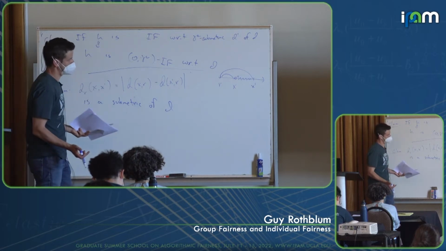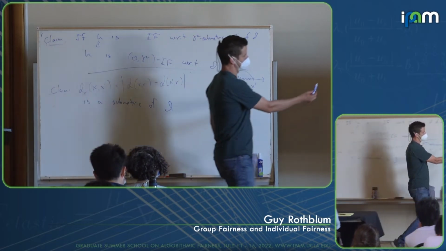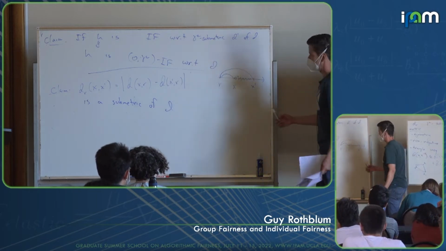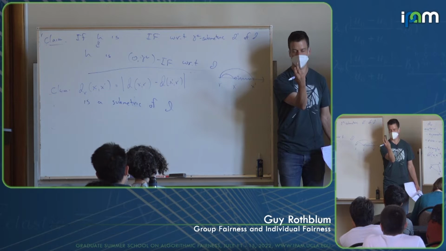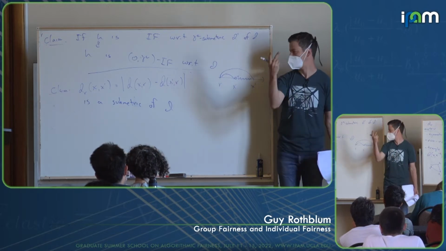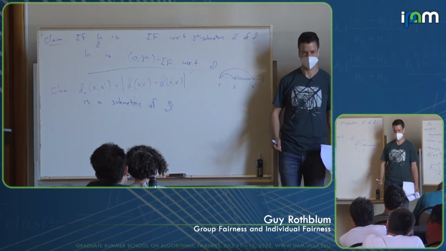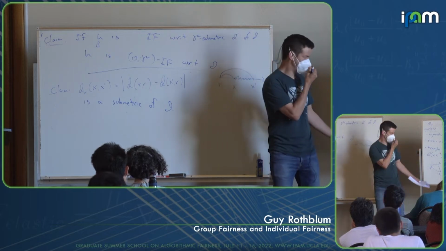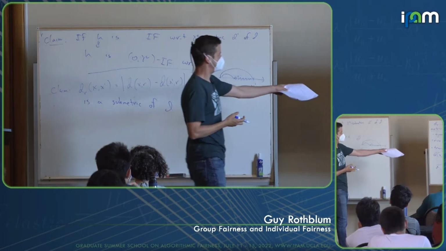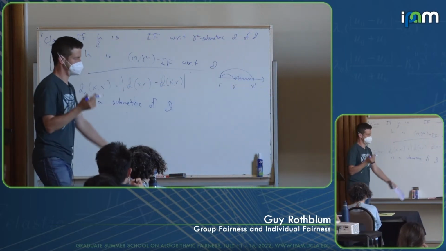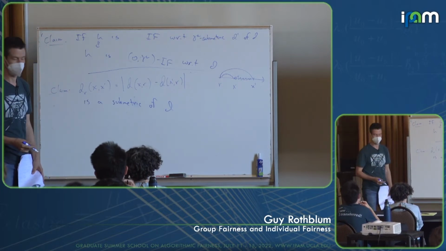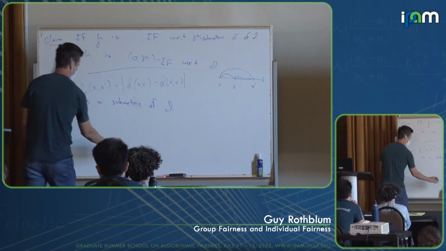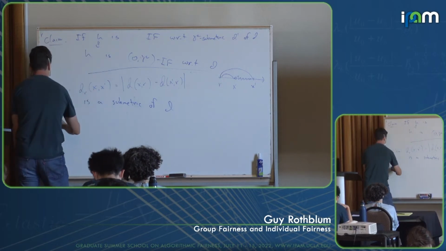Okay, so what do I need to show? Symmetry and non-negativity are by design. There's an absolute value here, so switching the roles of x and x prime doesn't change anything. And it's non-negative because there's an absolute value. So the only thing we need to show is that it's always bounded from above by the true distance. And this is going to be a consequence of the triangle inequality.